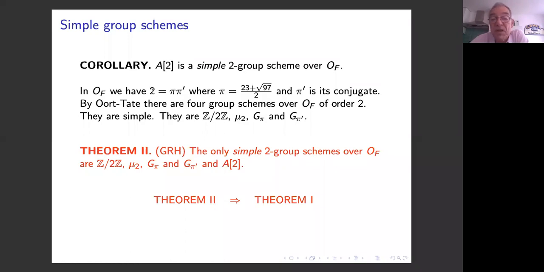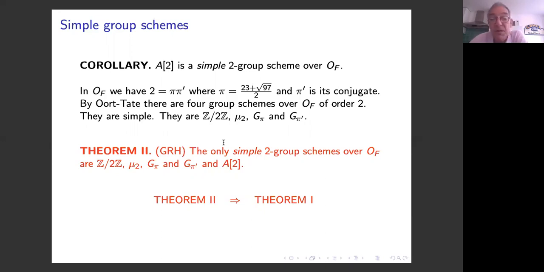The prime 2 splits in Q(√97). It is a product of two principal ideals generated by π and π'. And there are two group schemes of order 2, and they are sort of mixed. G_π is μ_2 locally at π, while it is Z/2 locally at π'. And for G_π', it is the other way around. So you have these four group schemes of order 2 and this fancy monster of order 64.